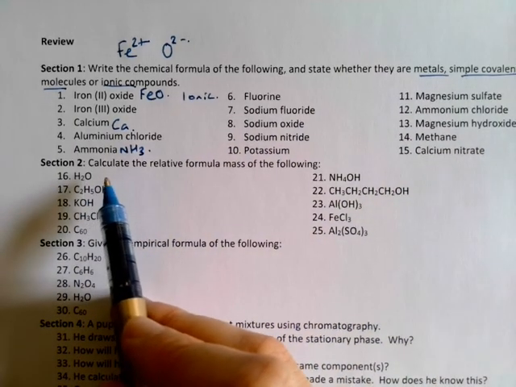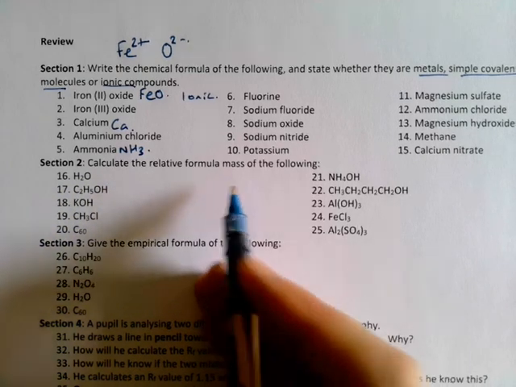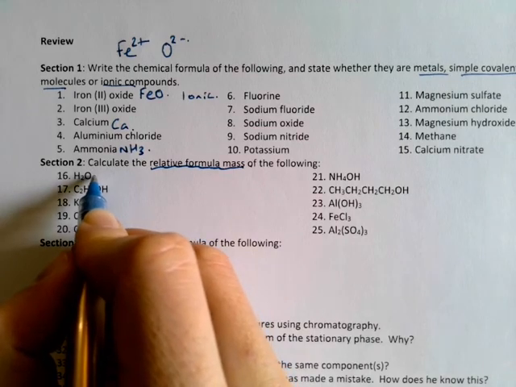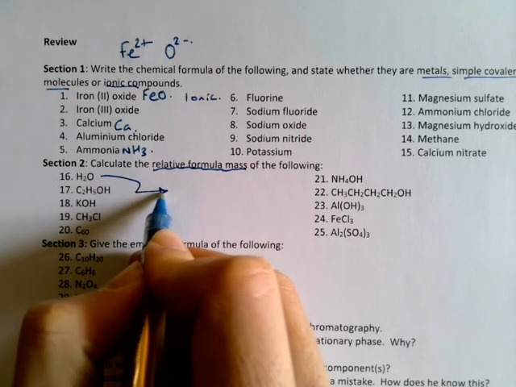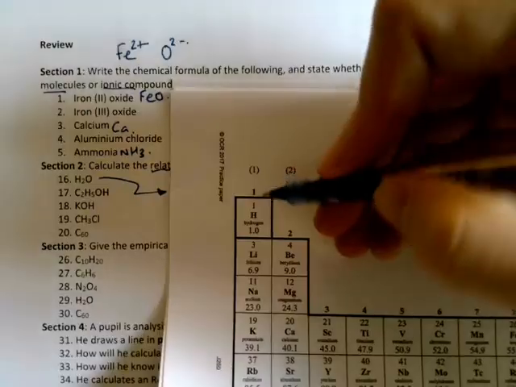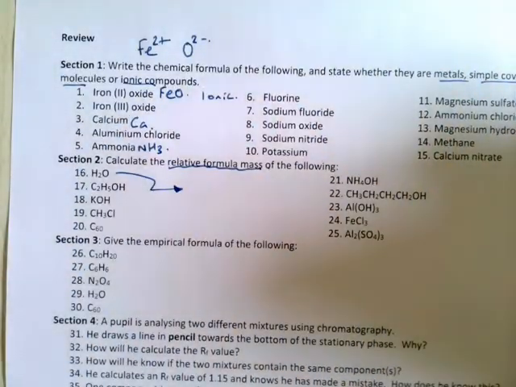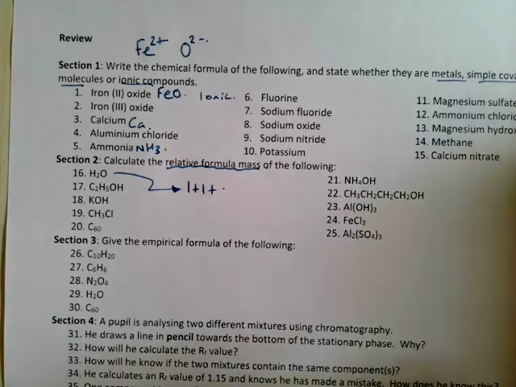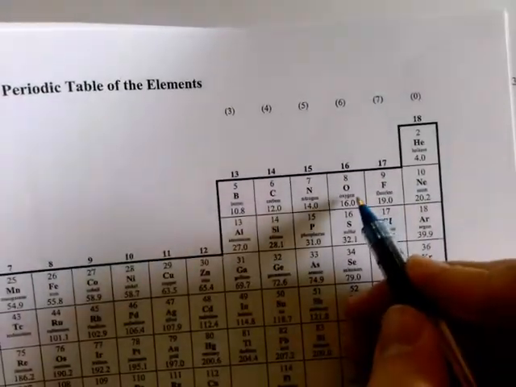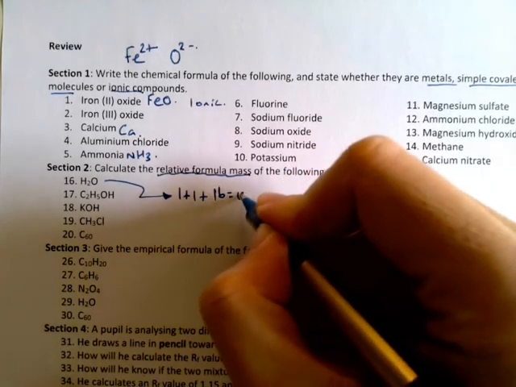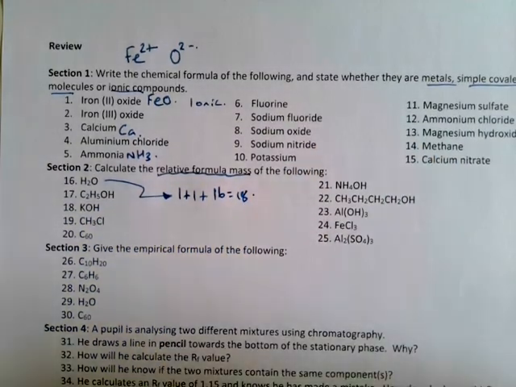And then section 2, you need to calculate the relative formula mass. The relative formula mass is when you use the relative mass of each atom. So for H2O, you need to look on the periodic table for hydrogen. The relative atomic mass of hydrogen is 1, and there are 2 of those, so it's going to be 1 plus 1 plus, and the relative atomic mass of oxygen is 16. So 1 plus 1 plus 16 equals 18. That's all you need to do. So you do that for all of those.